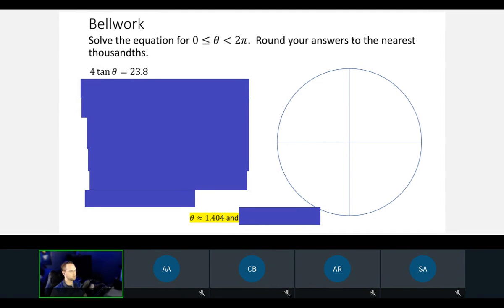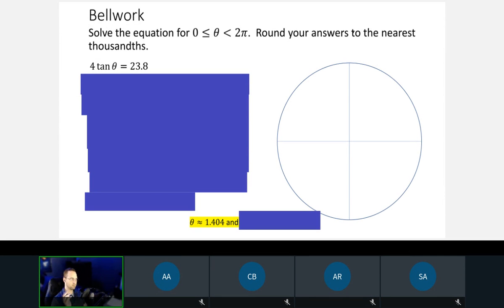Out. So this one gives you your range. Your restriction here is 0 to 2 pi, so the entire unit circle.